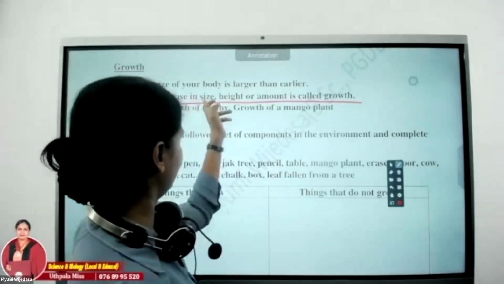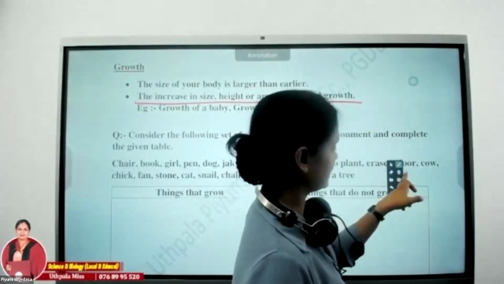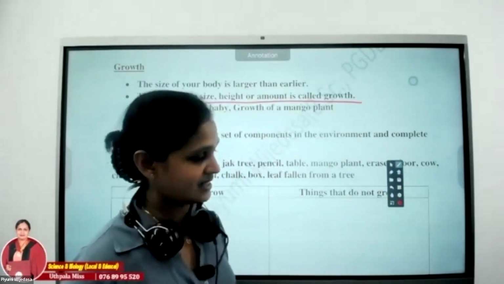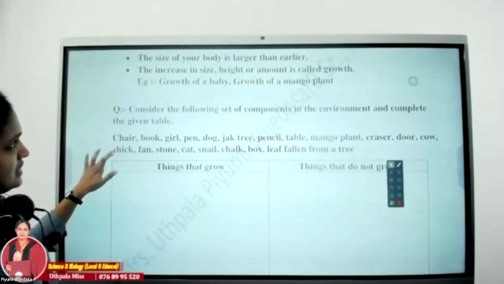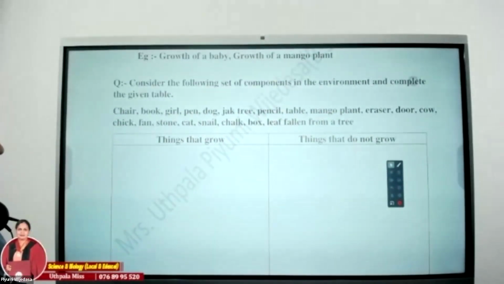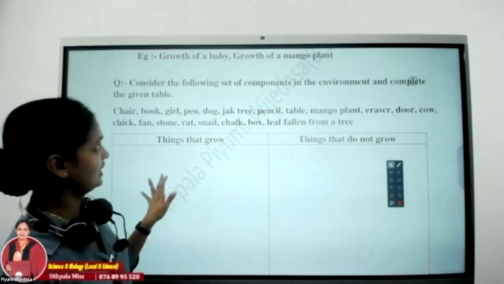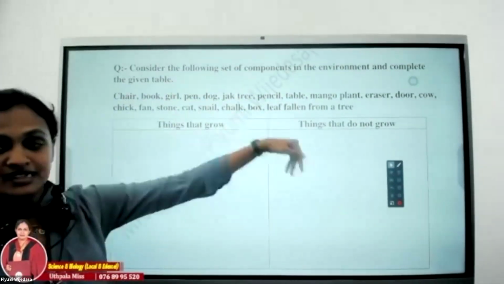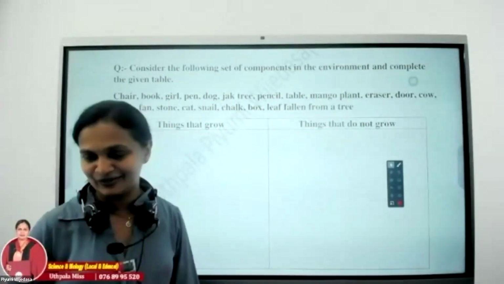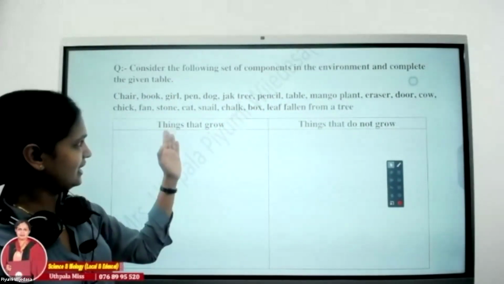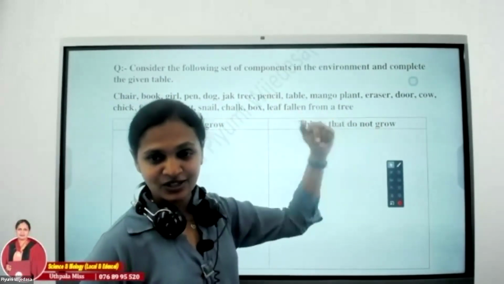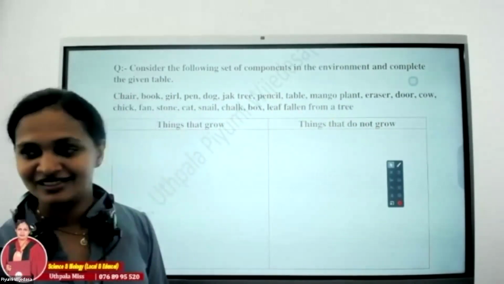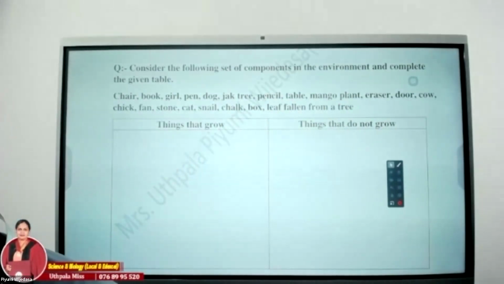Highlight or underline: the increase in size, height or amount is known as growth. Consider the following set of components in the environment and complete the given table. You are given certain components in the environment. You have to divide them into things that grow and things that do not grow. Now start your work.